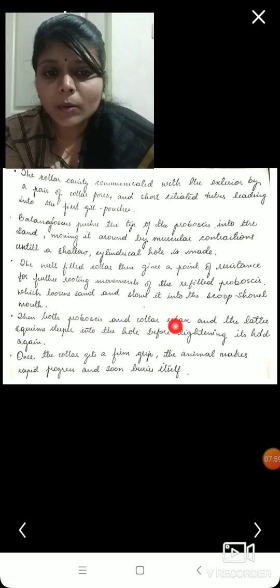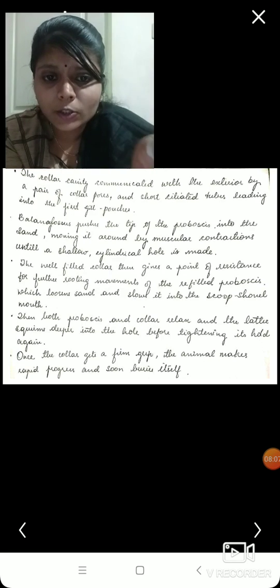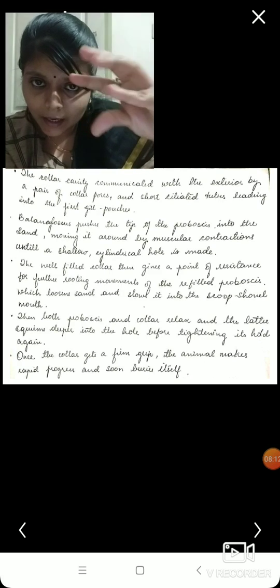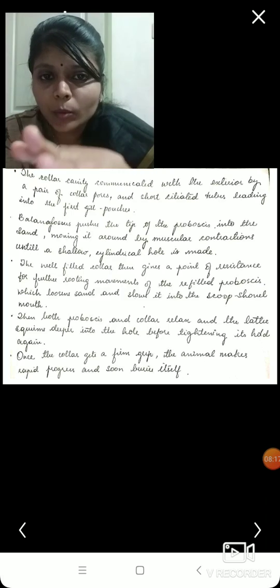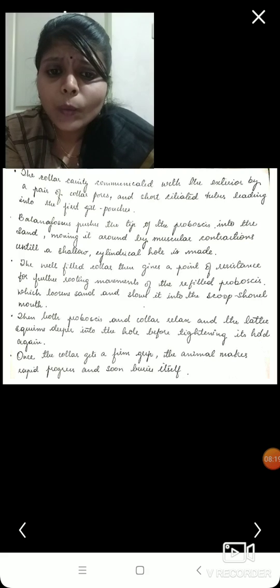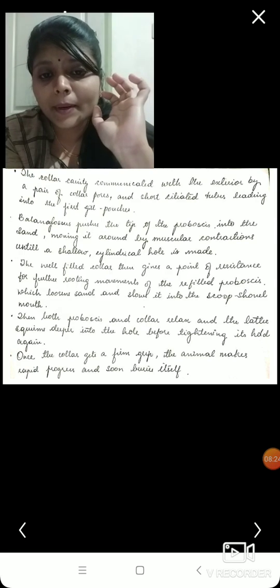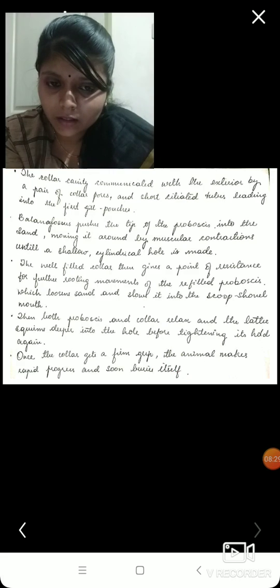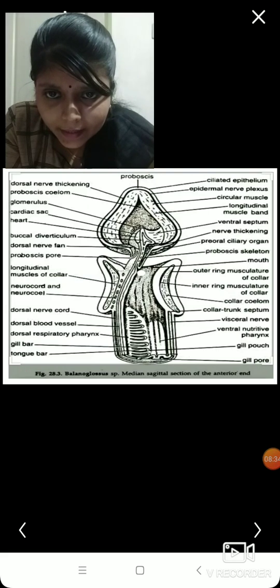region. Then both the proboscis and the collar relax, and the latter swims deeper into the hole before tightening its hold again. So slightly it will tighten, then again it will contract, and then again it will move inside. Thereby the movement of the worm takes place. Once the collar gets a firm grip, the animal makes rapid progress, and soon it buries itself inside the sand.